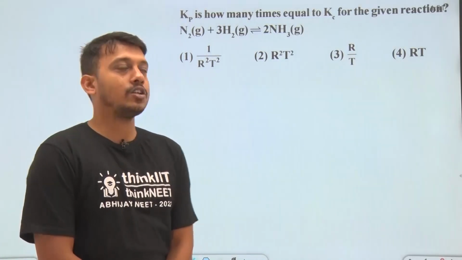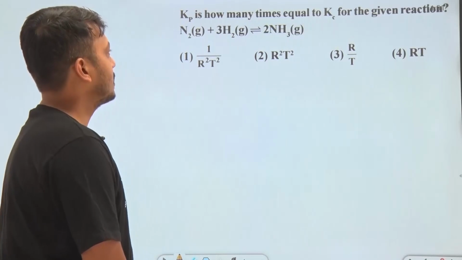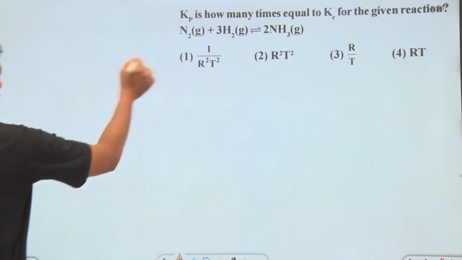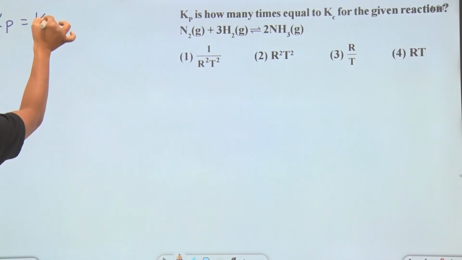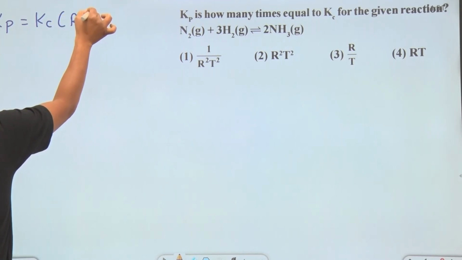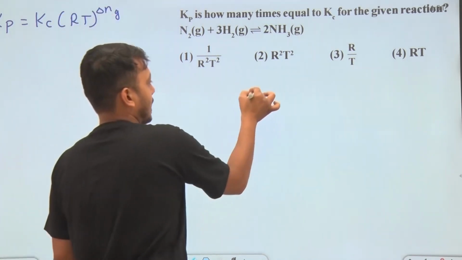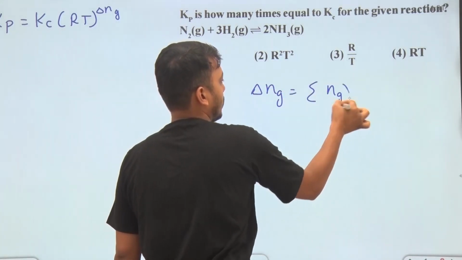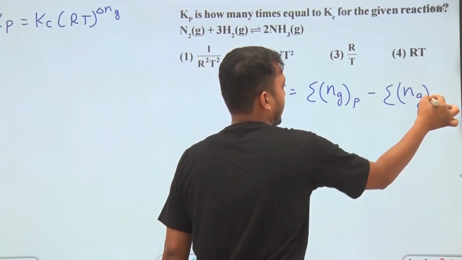So students, the next question is from chemical equilibrium. The question is, Kp is how many times equal to Kc for the given reaction. The reaction is given here, and we know that the formula used here is Kp equals Kc (RT) to the power delta Ng. Now delta Ng equals the summation of gaseous stoichiometry of products minus the summation of gaseous stoichiometry of reactants.